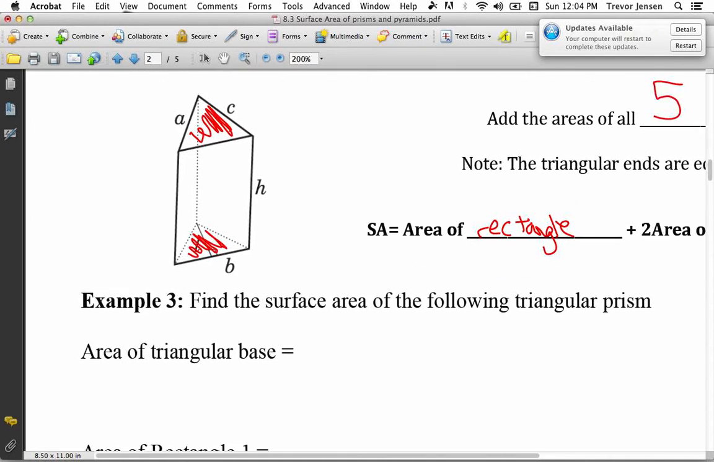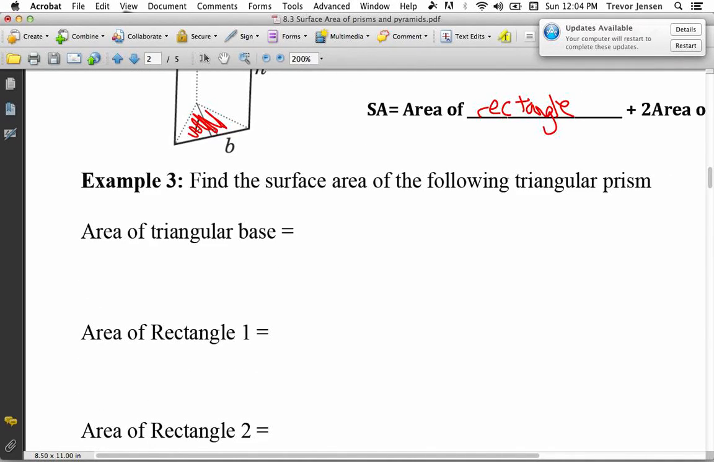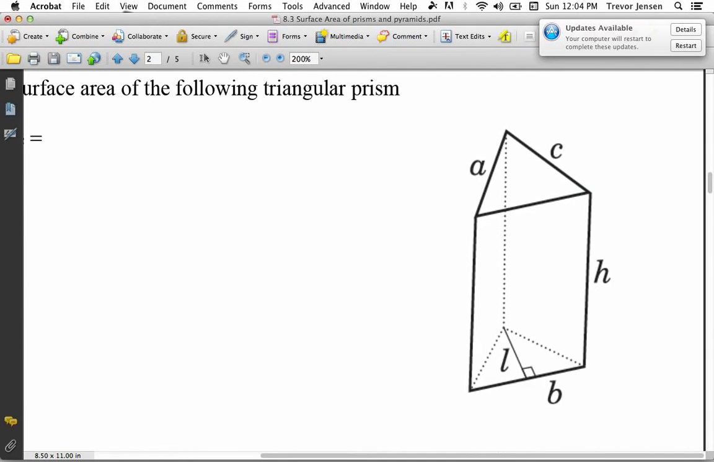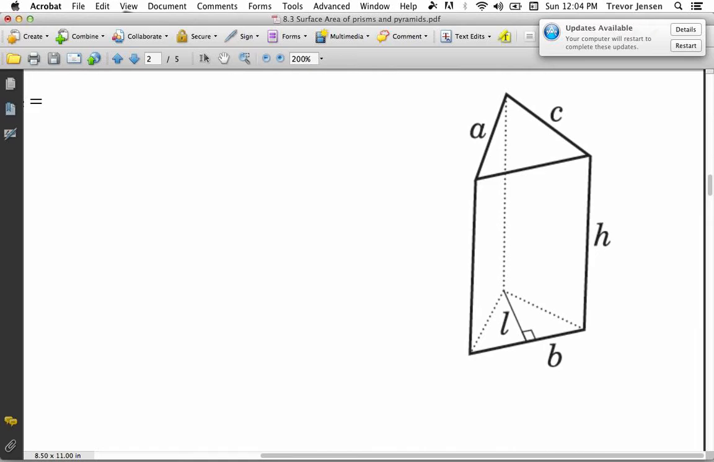Okay, so let's develop a formula for how we would find the surface area of a triangular prism, of this triangular prism. So what you want to always do, once you have your triangular prism, you want to look at the triangular base. You want to label the base of that triangle with a B, and then you want to label the other sides of the triangle. So this would be my B, and then label the other sides of your triangle with A and C.